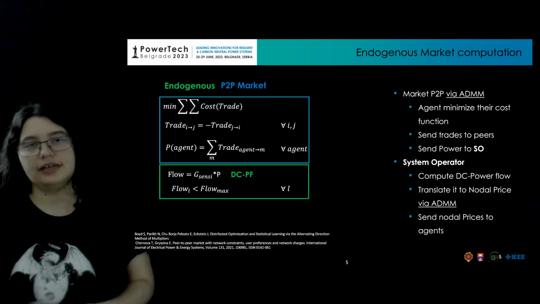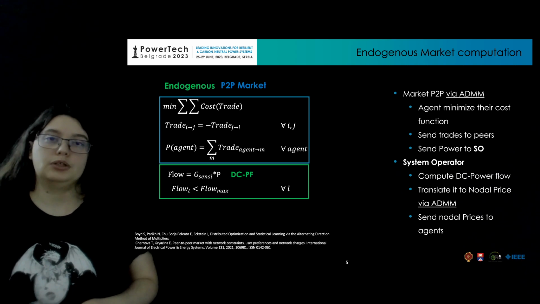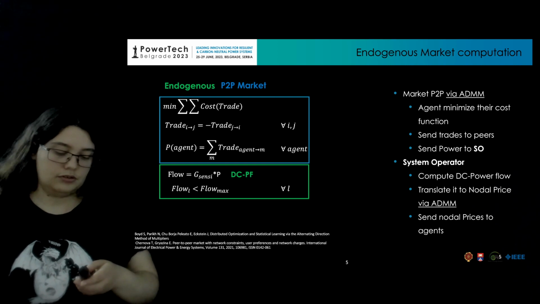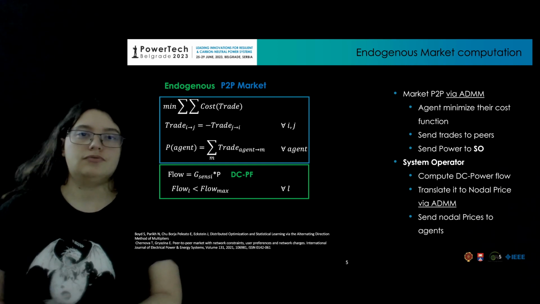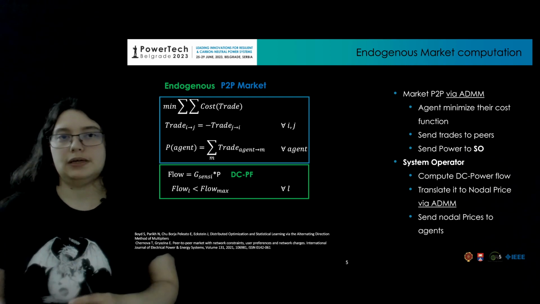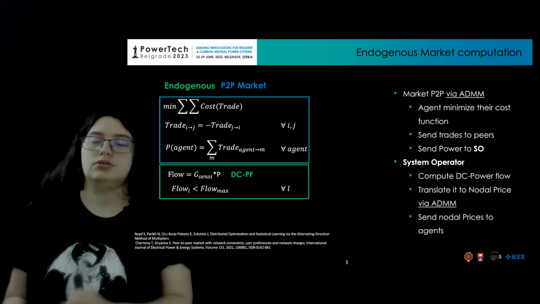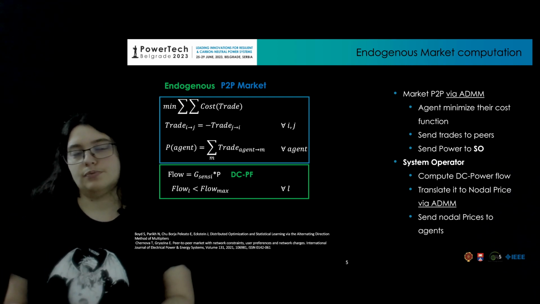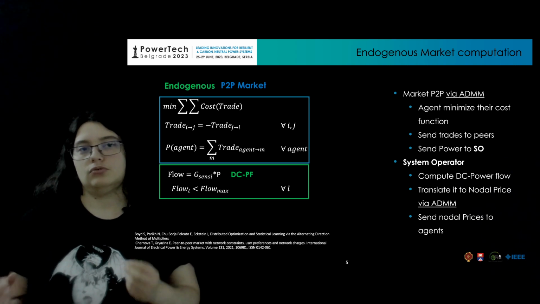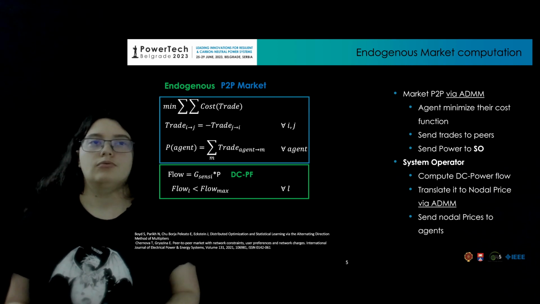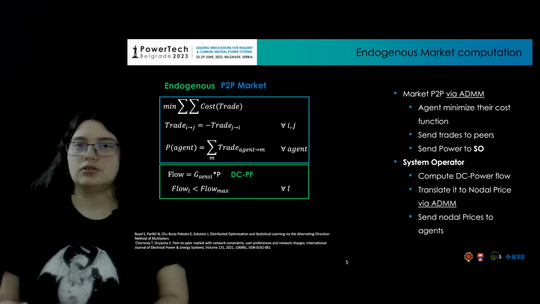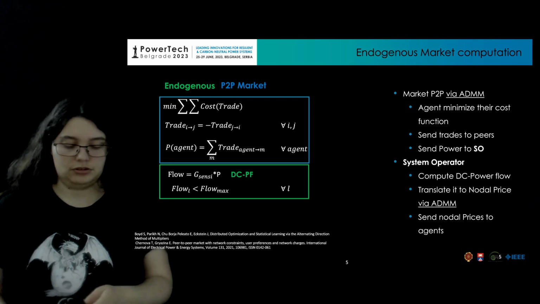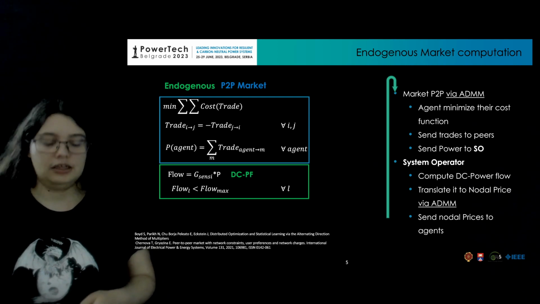How do we do that? We solve the peer-to-peer market with the ADMM, which is an algorithm, and each agent minimizes its cost function, sends the trades to its peers, and sends the total power to the system operator. The system operator computes the DC power flow, transfers it to a nodal price via an ADMM, which is some kind of cost of using the grid, and sends this price to the agents. We do it again and again until convergence.